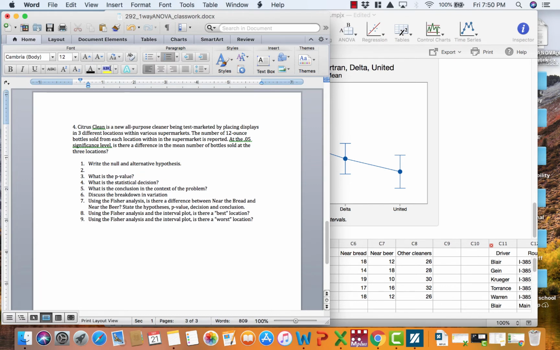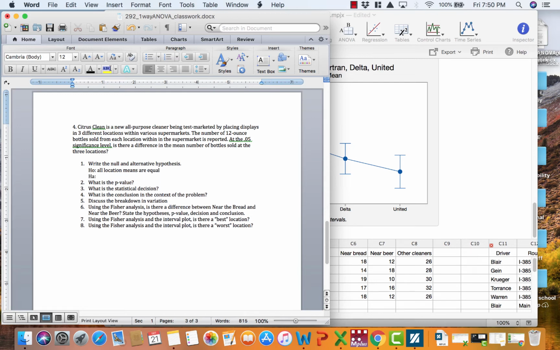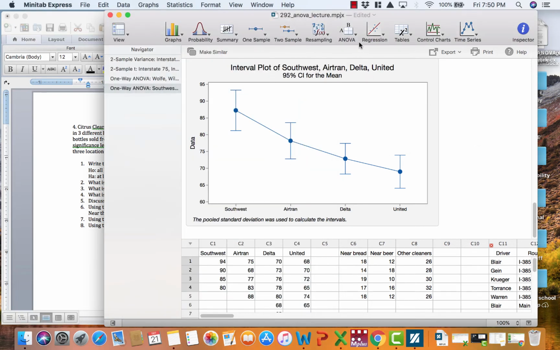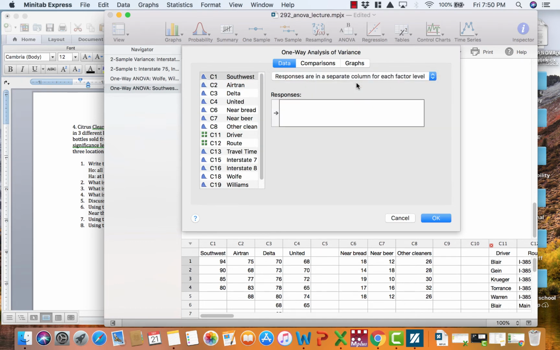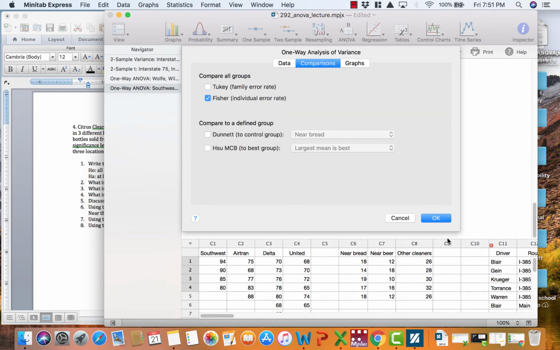All right, so we want to come up with our null and alternative for the ANOVA. So, all location means are equal versus at least one location mean is different. What's the p-value for the test? So we go under ANOVA, one-way ANOVA. Everything's in a separate column, so we put in near the bread, near the beer, and other cleaners. We go under comparisons and check Fisher and say OK.